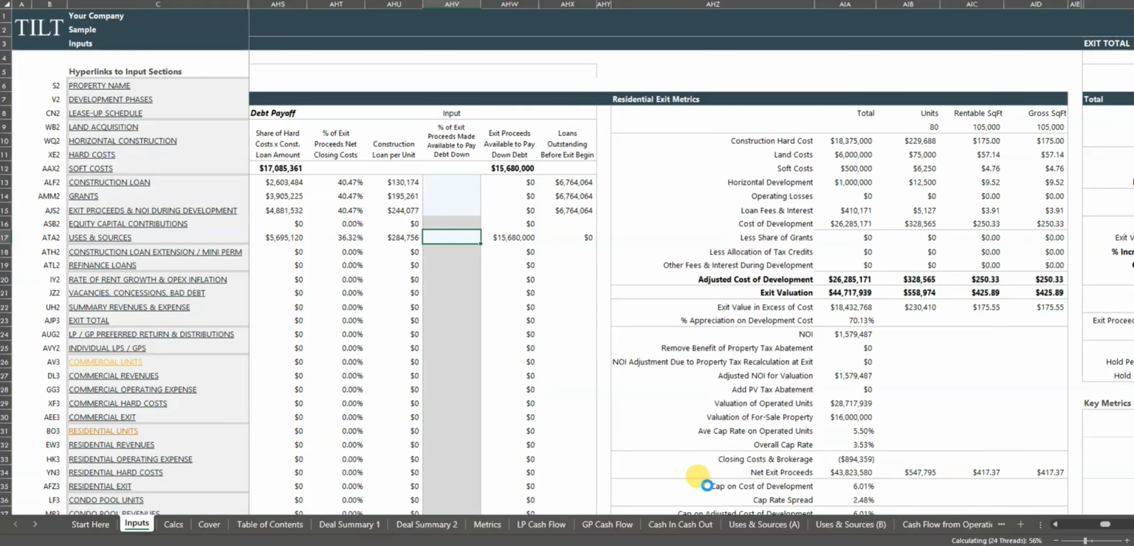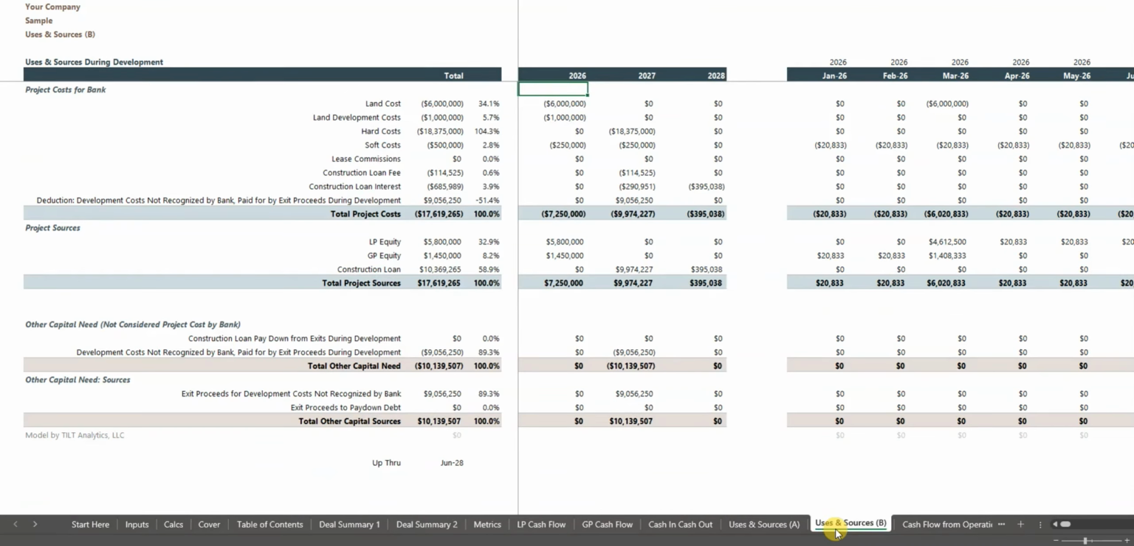Take that out. And now if I come over to my uses and sources, I can see that here's all your project costs. And then there's a reduction of $9 million for development costs not recognized by the bank, paid for by exit proceeds during development. So then the capital stack from the bank's perspective, the project cost becomes a $17 million project. And down here, the model recognizes there can be other capital need that's outside the bank's definition of your project cost. And in this case, you have development costs not recognized by the bank, $9 million, and that's paid for with exit proceeds during development here.